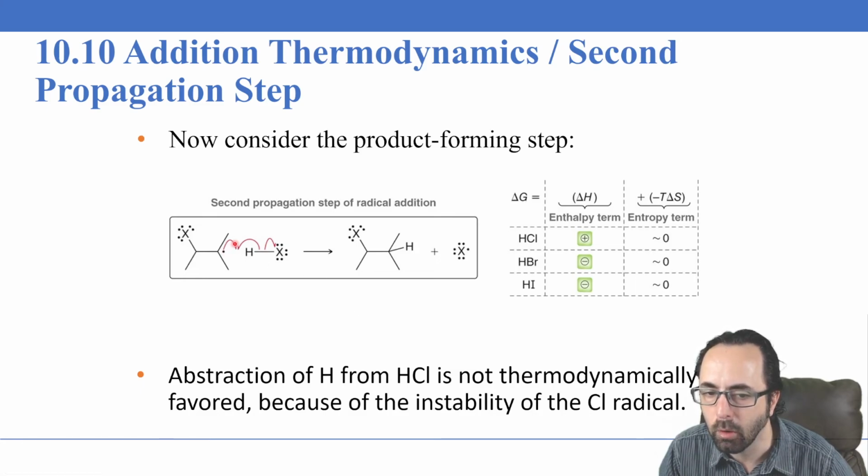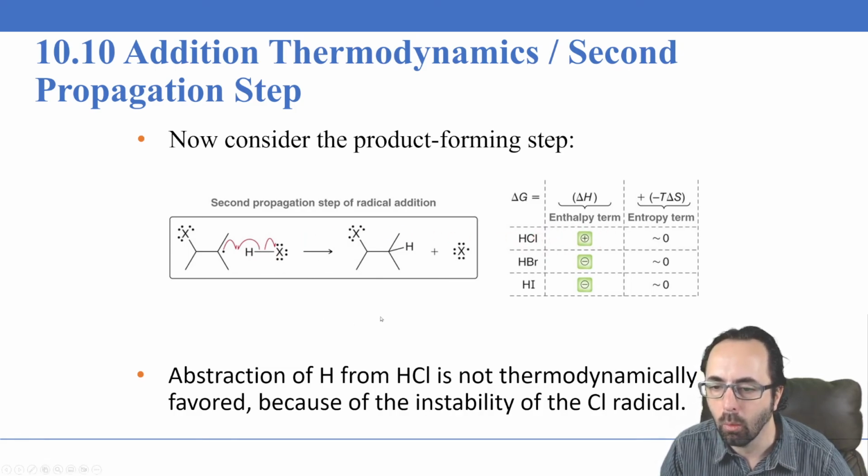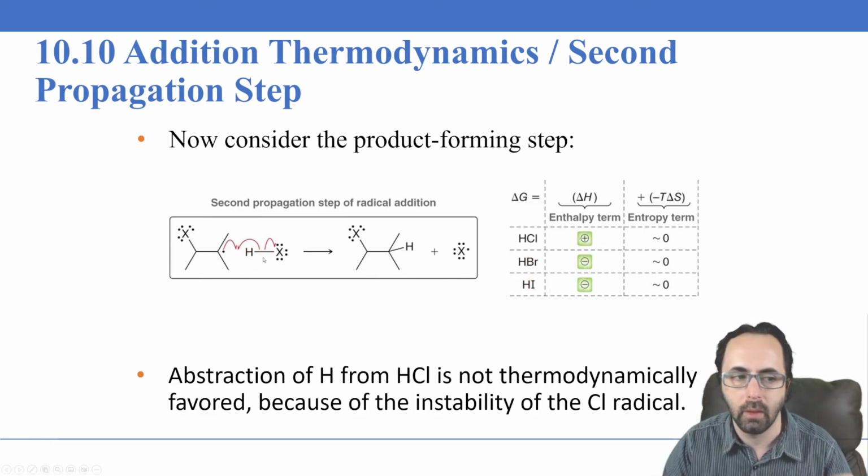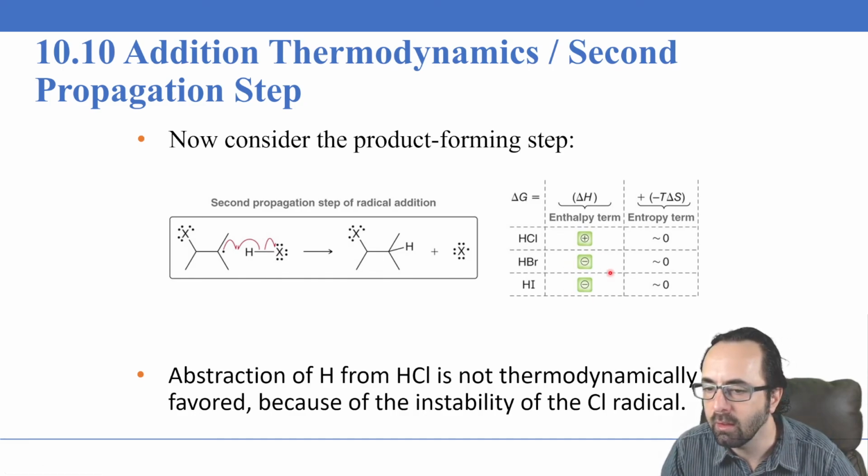Here in the second propagation step, this is where we grab the hydrogen from the hydrogen halide. The entropy term is going to be close to 0. We're starting with 2 reactants and getting 2 products. But the enthalpy term here is going to be positive for the HCl because the HCl bond is harder to break. It's a stronger bond, and so that step is going to be endothermic. Whereas the hydrogen-bromine and hydrogen-iodine bonds are weaker bonds because they're longer. And so the result is that this reaction is going to be exothermic for HBr and HI.